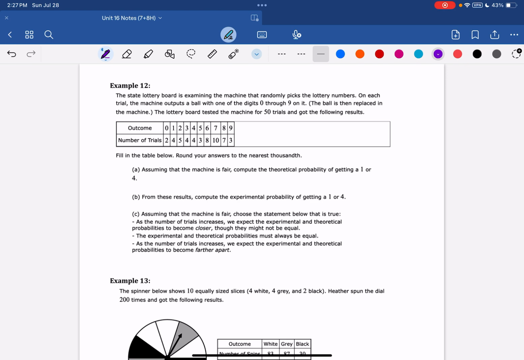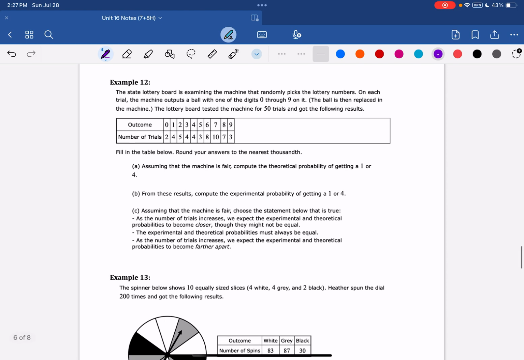Assuming that the machine is fair, compute the theoretical probability for getting a 1 or a 4. Okay, so there's 10 digits. So that would be 2 out of the 10. So that would be 0.200, round to the nearest thousandth. Okay. From these results, compute the experimental probability of getting a 1 or a 4.